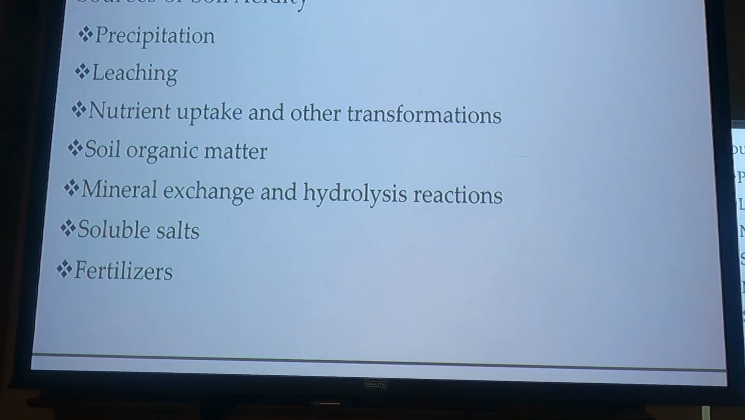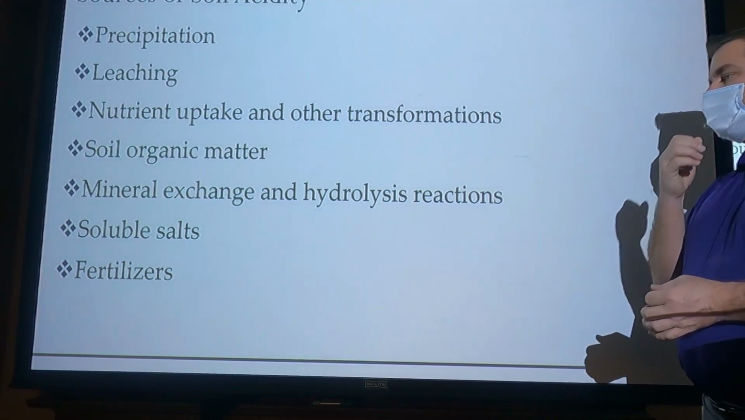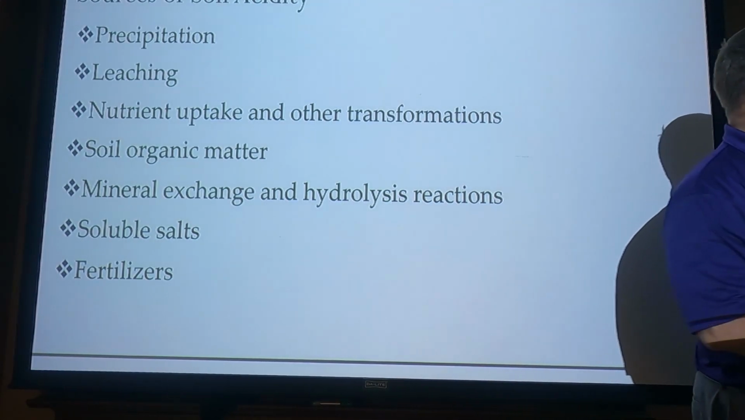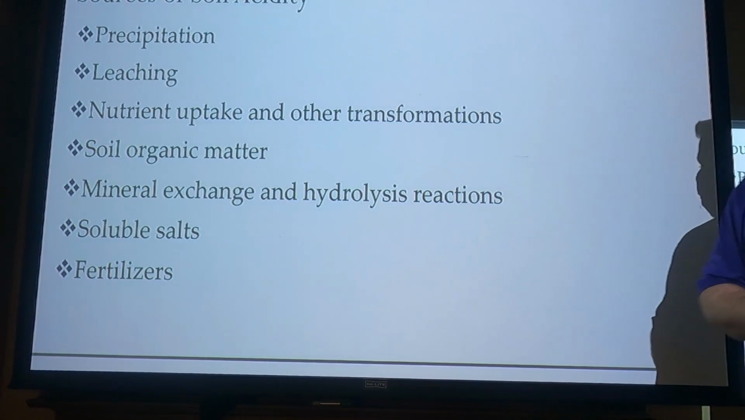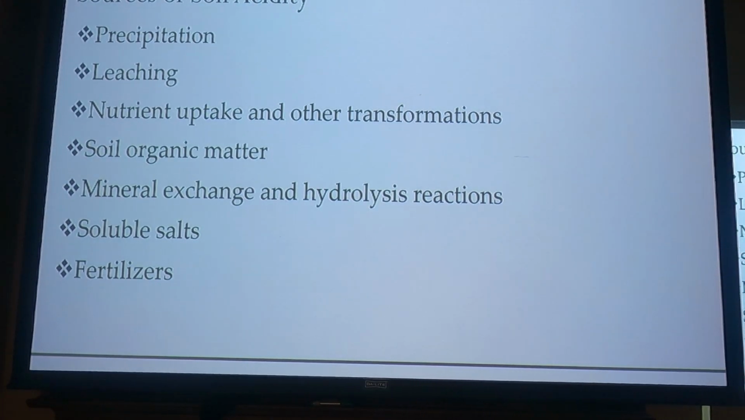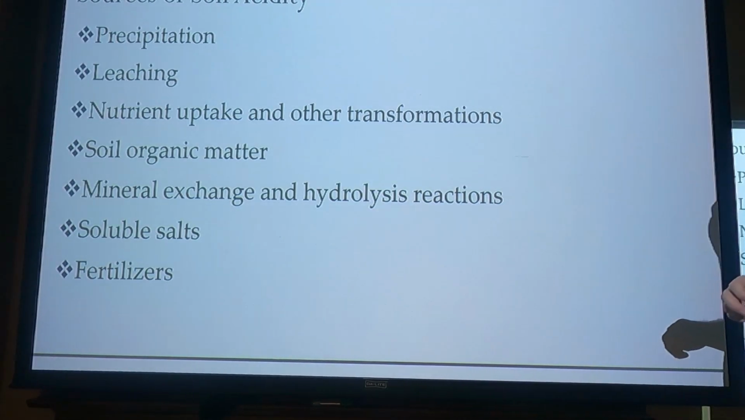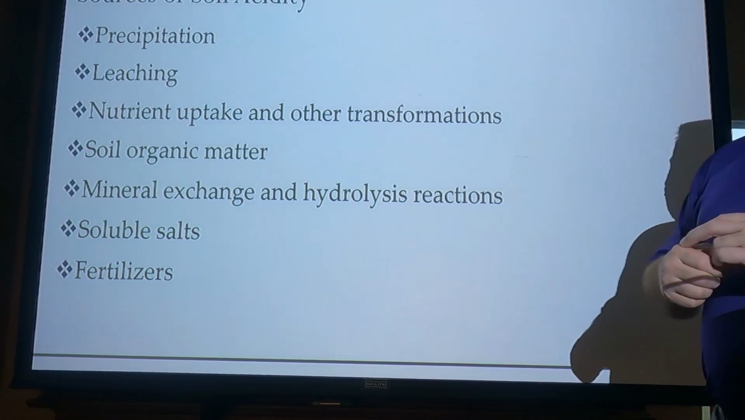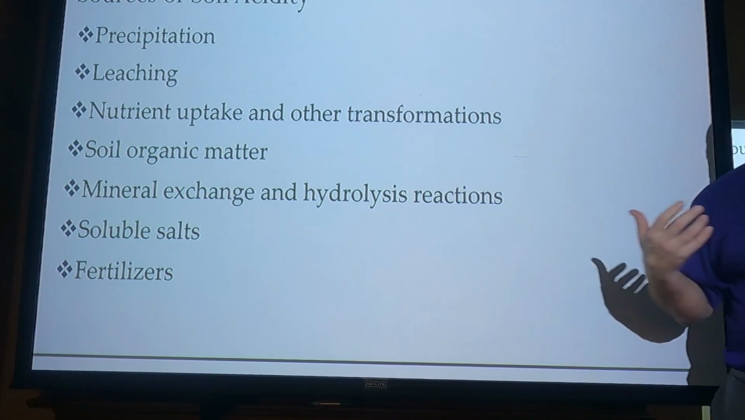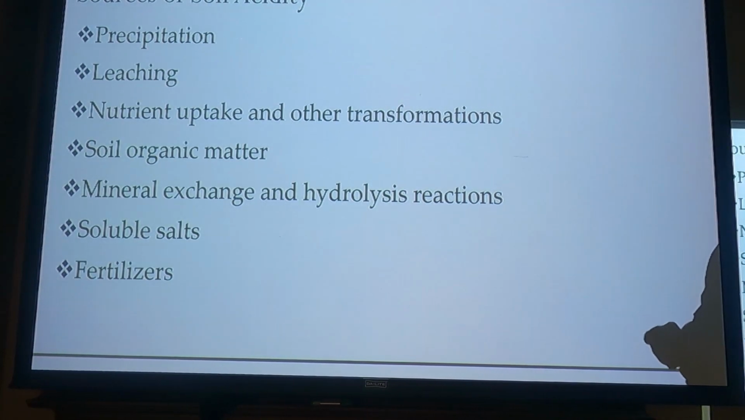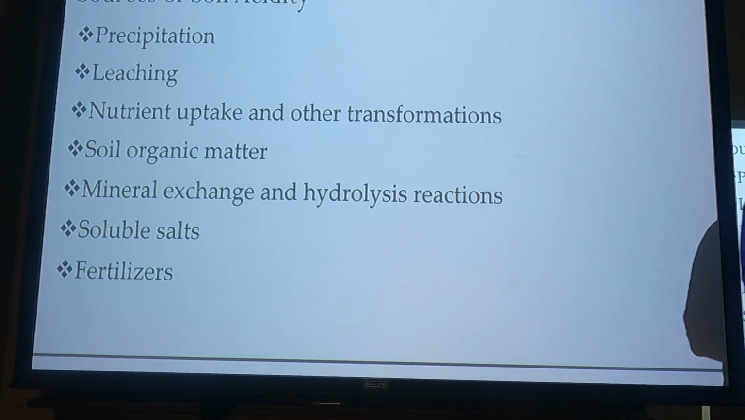Soluble salts can influence our acidity. We increase the concentration of one particular nutrient, and that is going to cause an imbalance somewhere else, causing a change in the hydrogen concentration. And then finally, fertilizers, and especially nitrogen and sulfur fertilizers, are going to be large sources of soil acidity, because during the transformations that they undergo in the soil, they end up either creating sulfuric acid, or they might create nitric acid, but during the nitrification process, we release some hydrogens back into the soil as a result of oxidation.